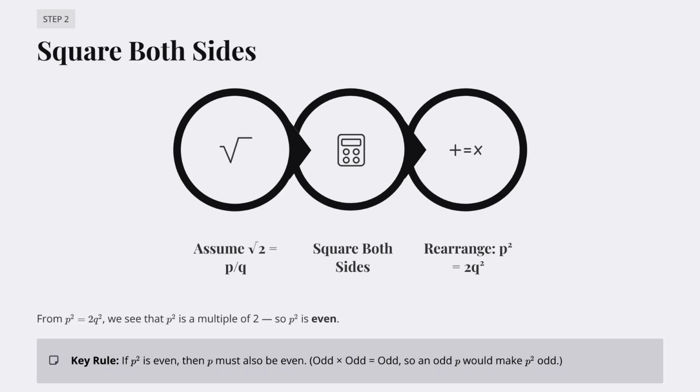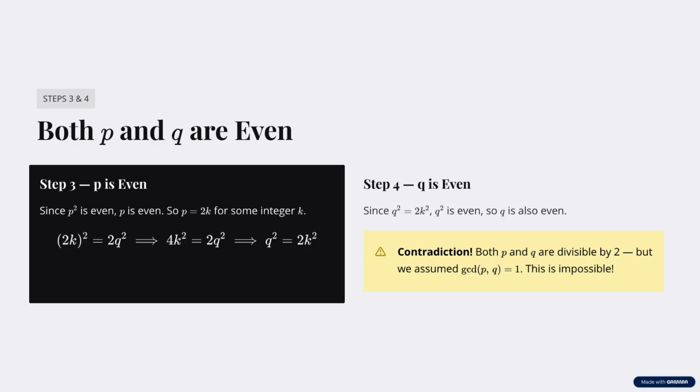This means p squared is even. Therefore, p must also be even. If p is even, let p equal 2k. Substituting into p squared equals 2q squared gives (2k) whole squared equals 2q squared. 4k squared equals 2q squared. 2k squared equals q squared.